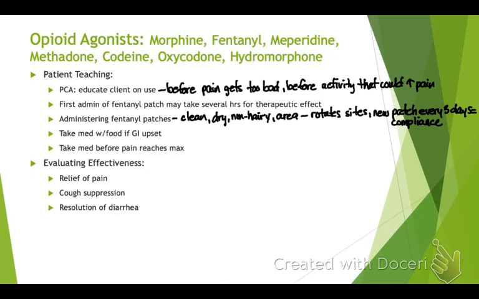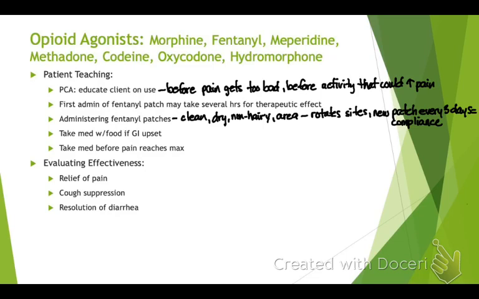You want to take the medication with food, especially if the patient is already complaining of GI upset. And again, remember to take the medication before the pain reaches its max, or before the pain reaches a severe level. It will take longer to work and make their pain better if they let the pain get above a 5 each time they take it.